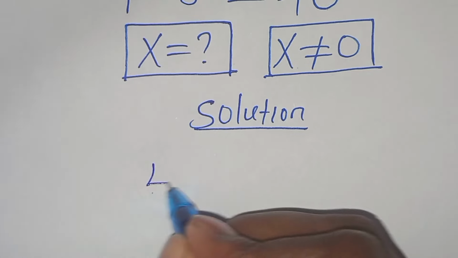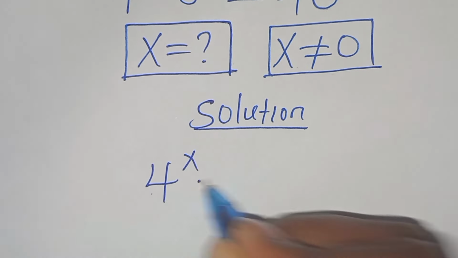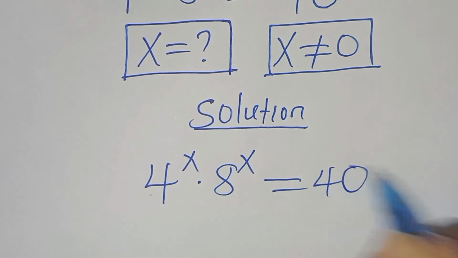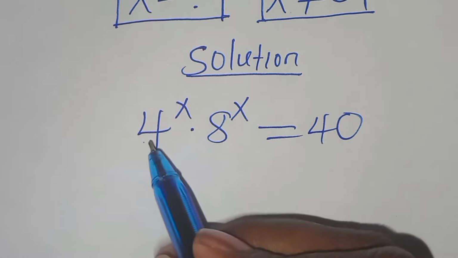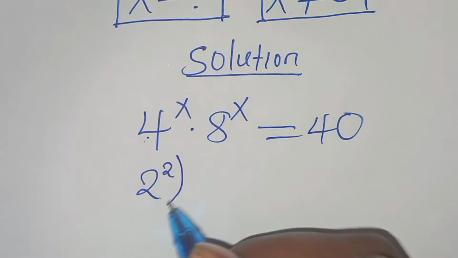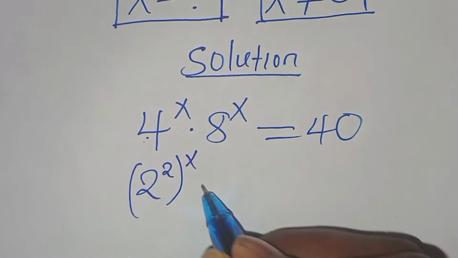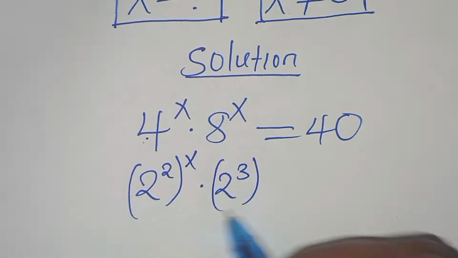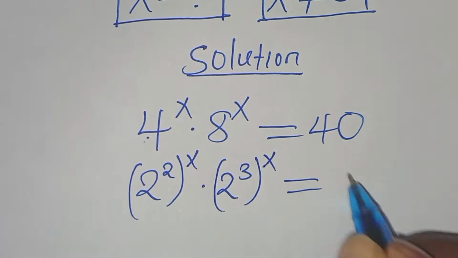So we have 4 to the power of x times 8 to the power of x. This is equal to 40. Now, we can express 4 to the power of x as 2 to the power of 2 raised to the power of x, times 8, which we can express as 2 to the power of 3 raised to the power of x. This is equal to 40.